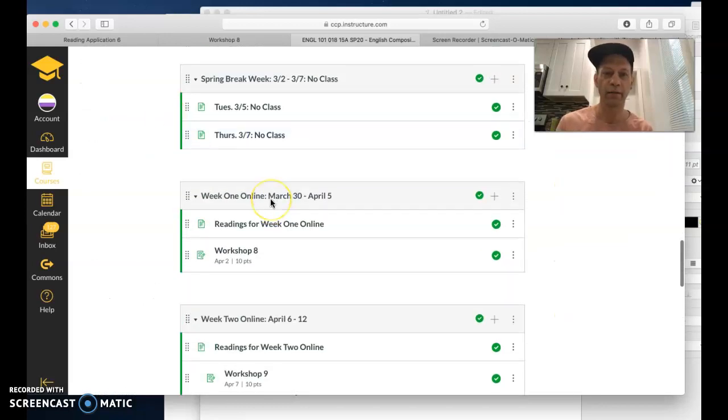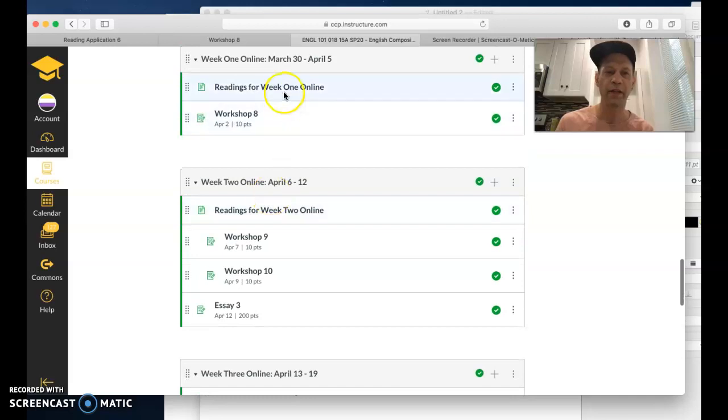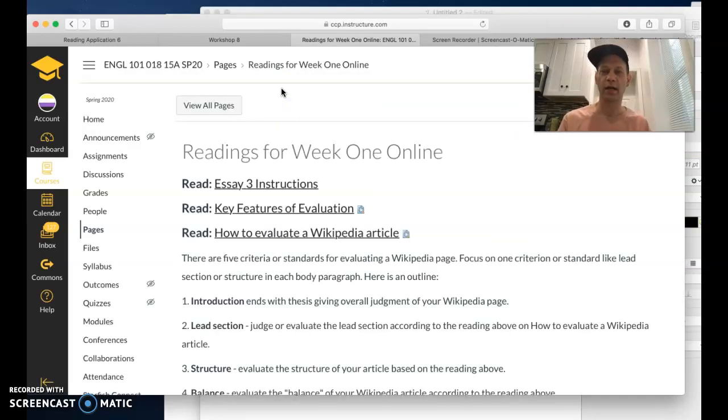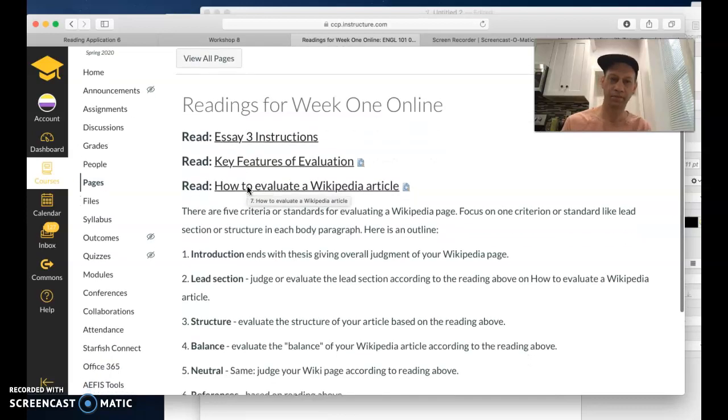So when you have an opportunity, go in Canvas to English 101 and go to Week 1 online. And then if you look at readings for Week 1 online, they're no longer separated by Tuesday and Thursday. They're all in one place. Check out the instructions for Essay 3 for sure. Key features of evaluation is important. This is the genre of writing.